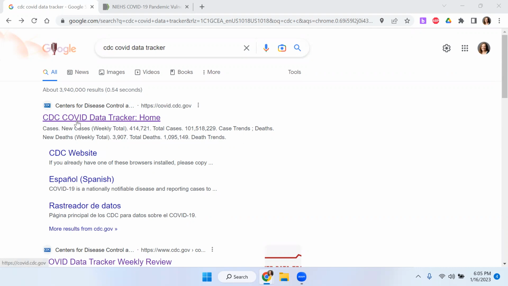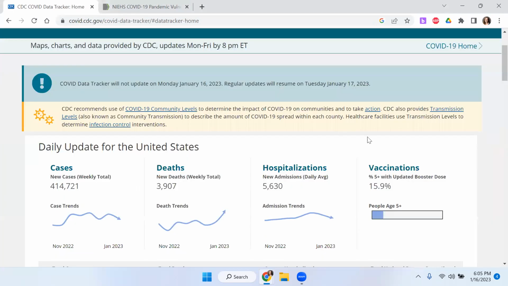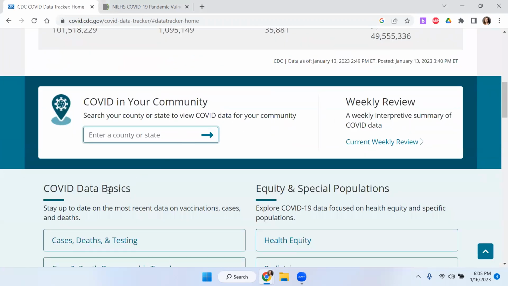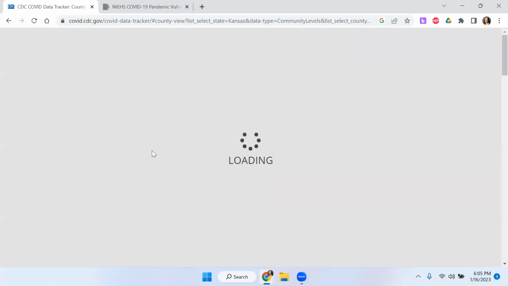So you can start by just putting in CDC COVID data tracker into your search engine. Once you find it, I recommend bookmarking it so you can always come back to it. The top part includes information about the whole US, but we're interested in local community information. So type in your county there. I'm going to type in Hardy County, Kansas, because that's where I live.